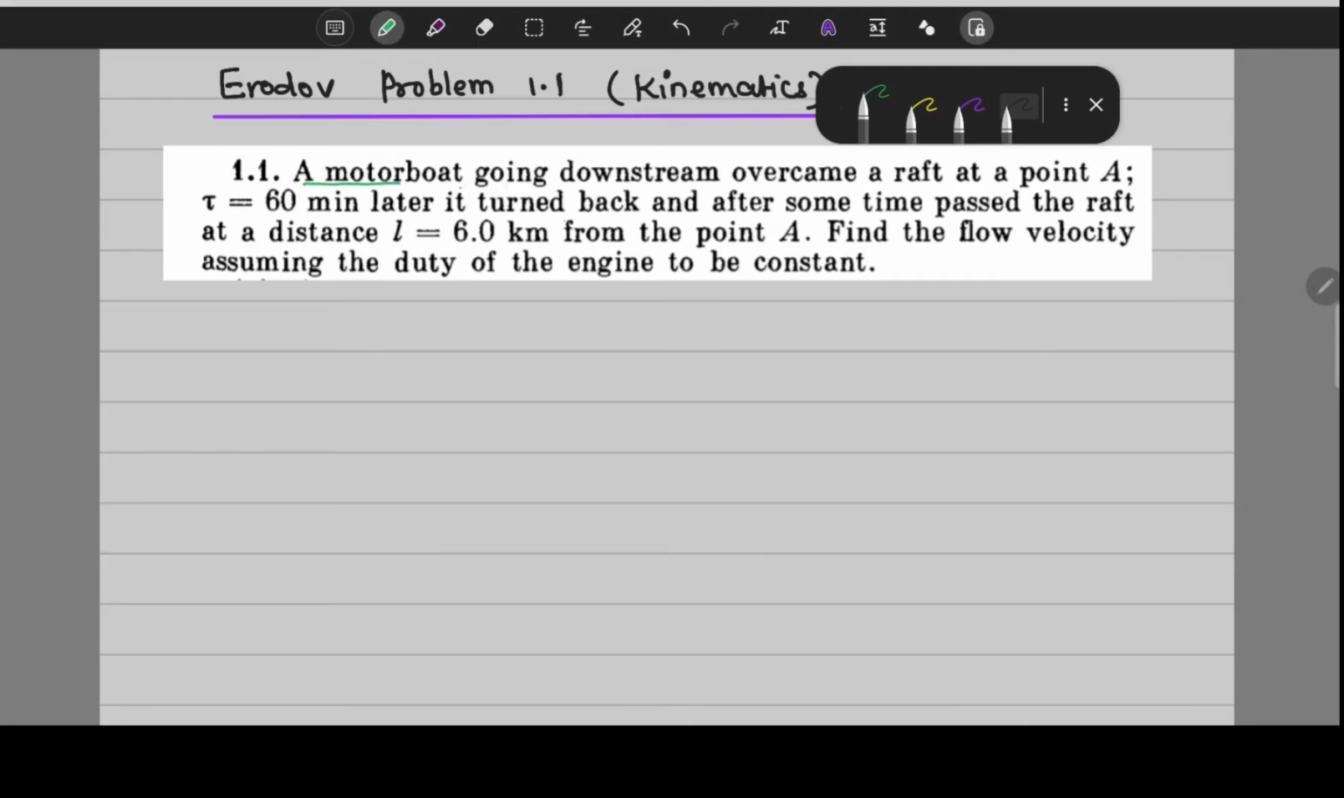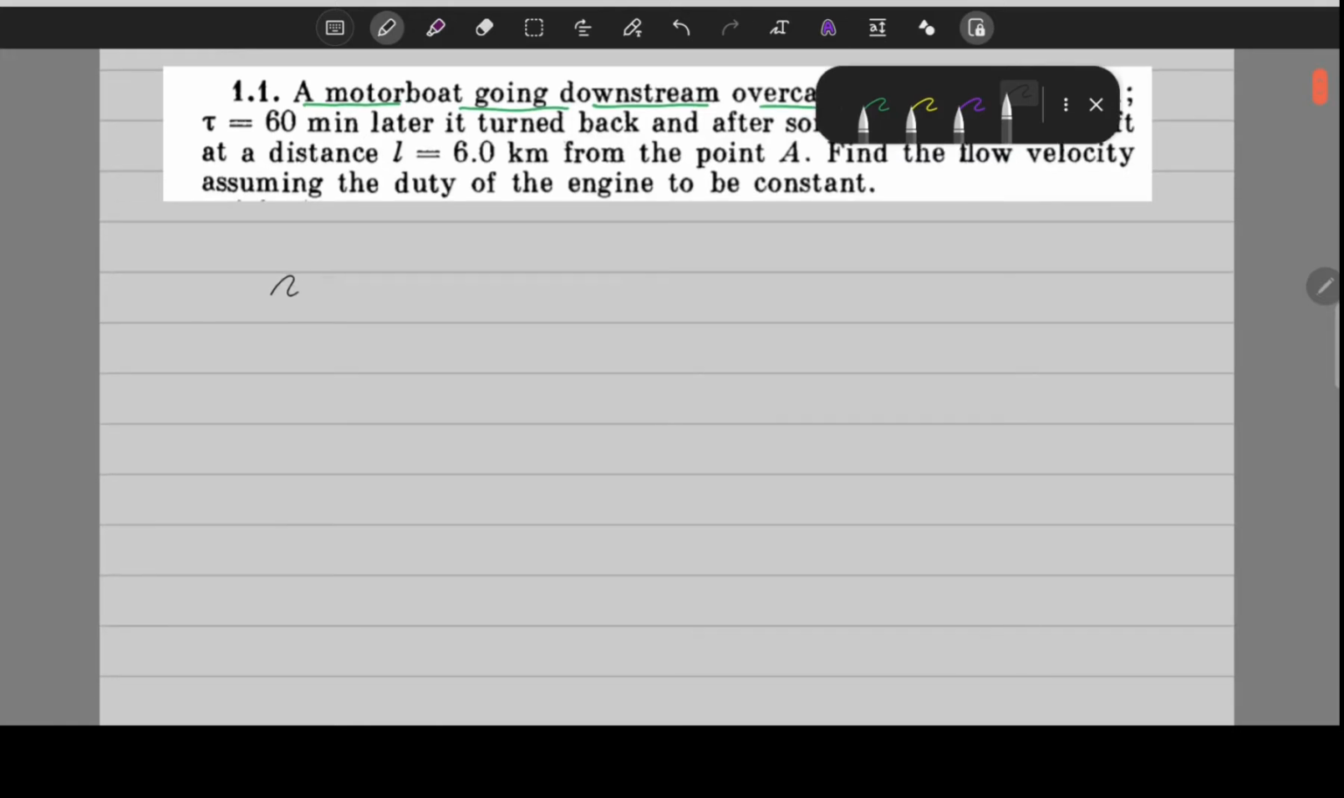A motorboat going downstream overcame a raft at a point A. So that means we are understanding by reading this is that a motorboat is there and it is going in some downstream direction, and they are at a point A where the raft is also present. So basically we have to understand what is the difference between the downstream and the upstream. So let us first understand that.